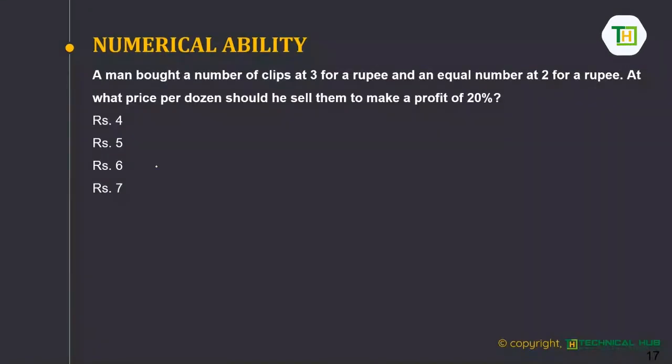Last question. A man bought a number of clips at 3 for a rupee, and an equal number at 2 for a rupee. At what price per dozen should he sell them to make a profit of 20%? First, he is asking us to calculate per dozen.